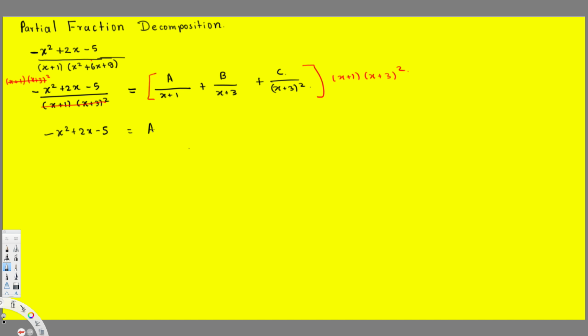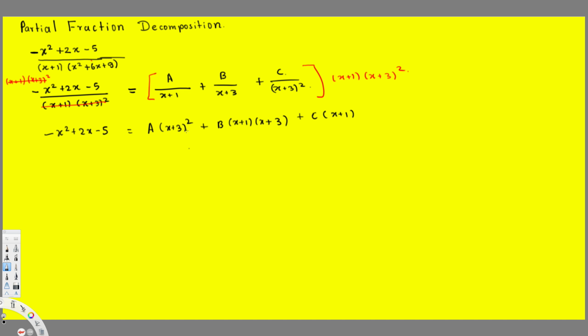So this is going to be A times x plus 3 squared, plus B times, where one of the x plus 3 will be cancelled and we will be left with x plus 1 times x plus 3, and the third one is going to be C times, where x plus 3 squared is cancelled, and we will have x plus 1 right here. The next thing we try to do is equate the coefficients.